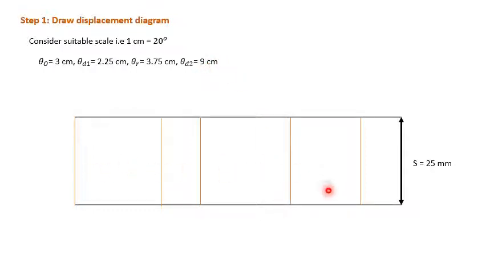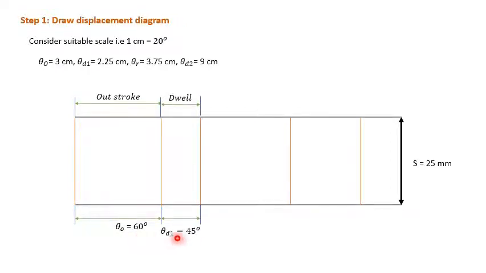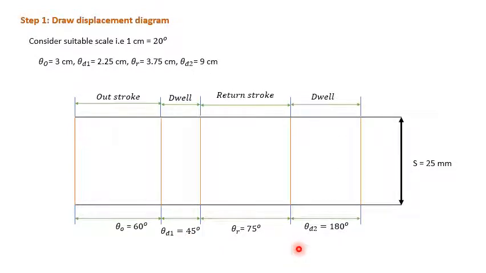So this is not as per the scale, just a representation, but while drawing in exam, take suitable scales. As per the scale only, you have to draw the displacement diagram as well as cam profile. So once we split these horizontal lines into different stroke, then we have to name each stroke. So this is our outstroke, which is 60 degree. This is theta d1 45 degree, return stroke 75 degree, and second dwell, which is 180 degree.